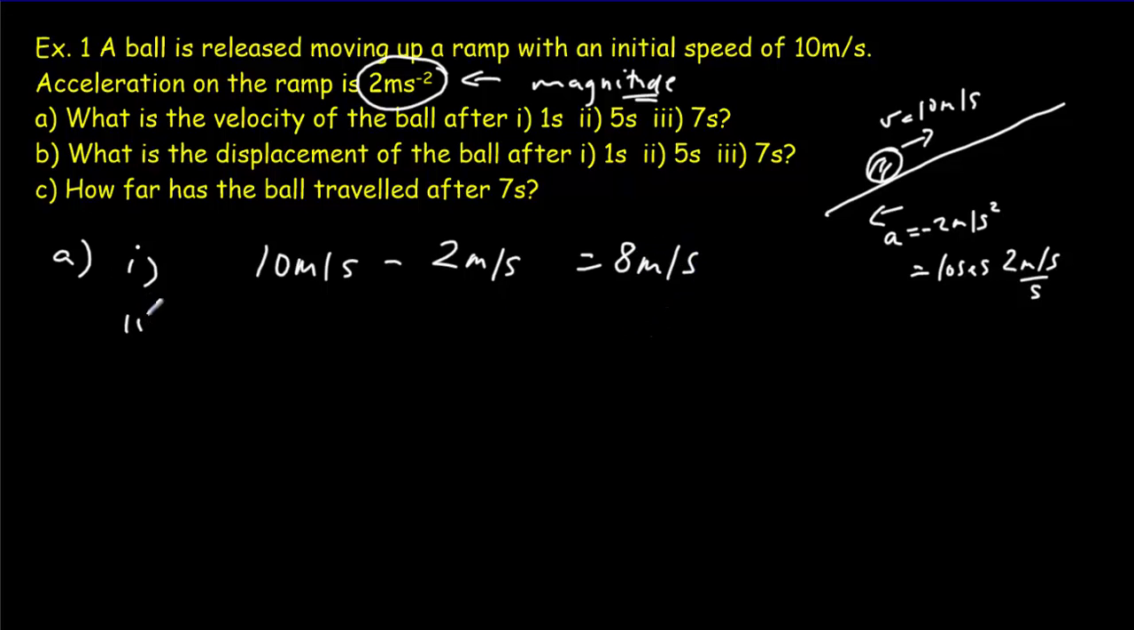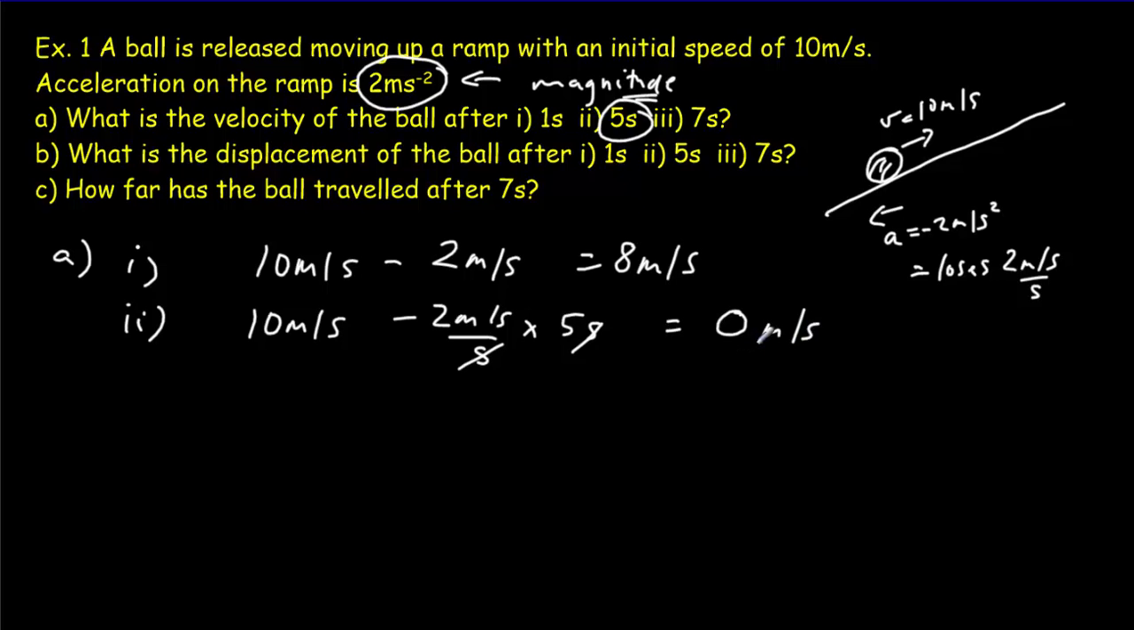In part 2, well, it started with a speed of 10 meters per second, but then it lost 2 meters per second of speed every second, and it did that for 5 seconds. So its speed is going to be 0 meters per second. And hopefully that makes you think about what 0 meters per second physically means. It simply means that's the point where the object turns around. So the object has to turn around at 5 seconds.